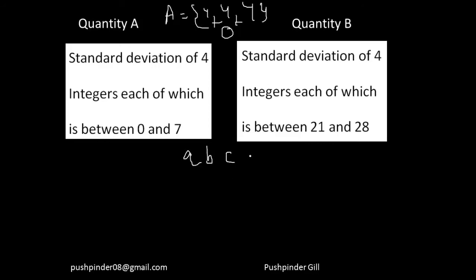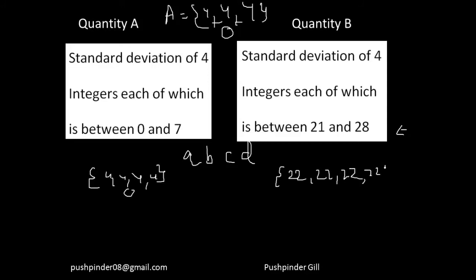Now this question has two values. Quantity A is the standard deviation of 4 integers which are between 0 and 7, and Quantity B is the standard deviation of 4 integers which are between 21 and 28. Now I can make the standard deviation equal. I can make all the numbers 4, so standard deviation will be 0, and I can make all the numbers 22, so standard deviation is still 0. Don't get intimidated by the different set of numbers. Standard deviation only checks how far the numbers are apart from each other, rather than how big the numbers are. So since standard deviation is 0 here and 0 here, A is gone and B is gone.